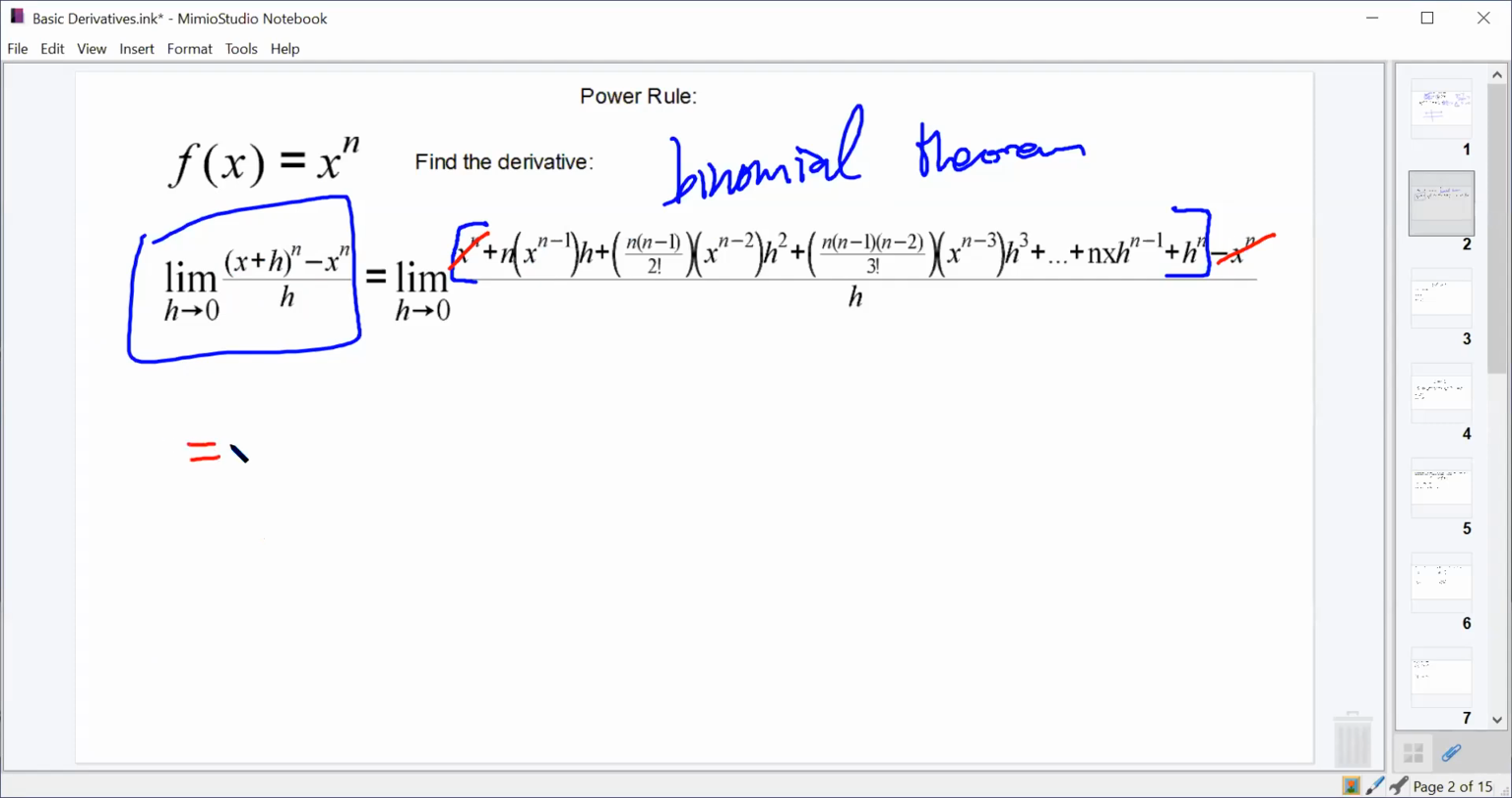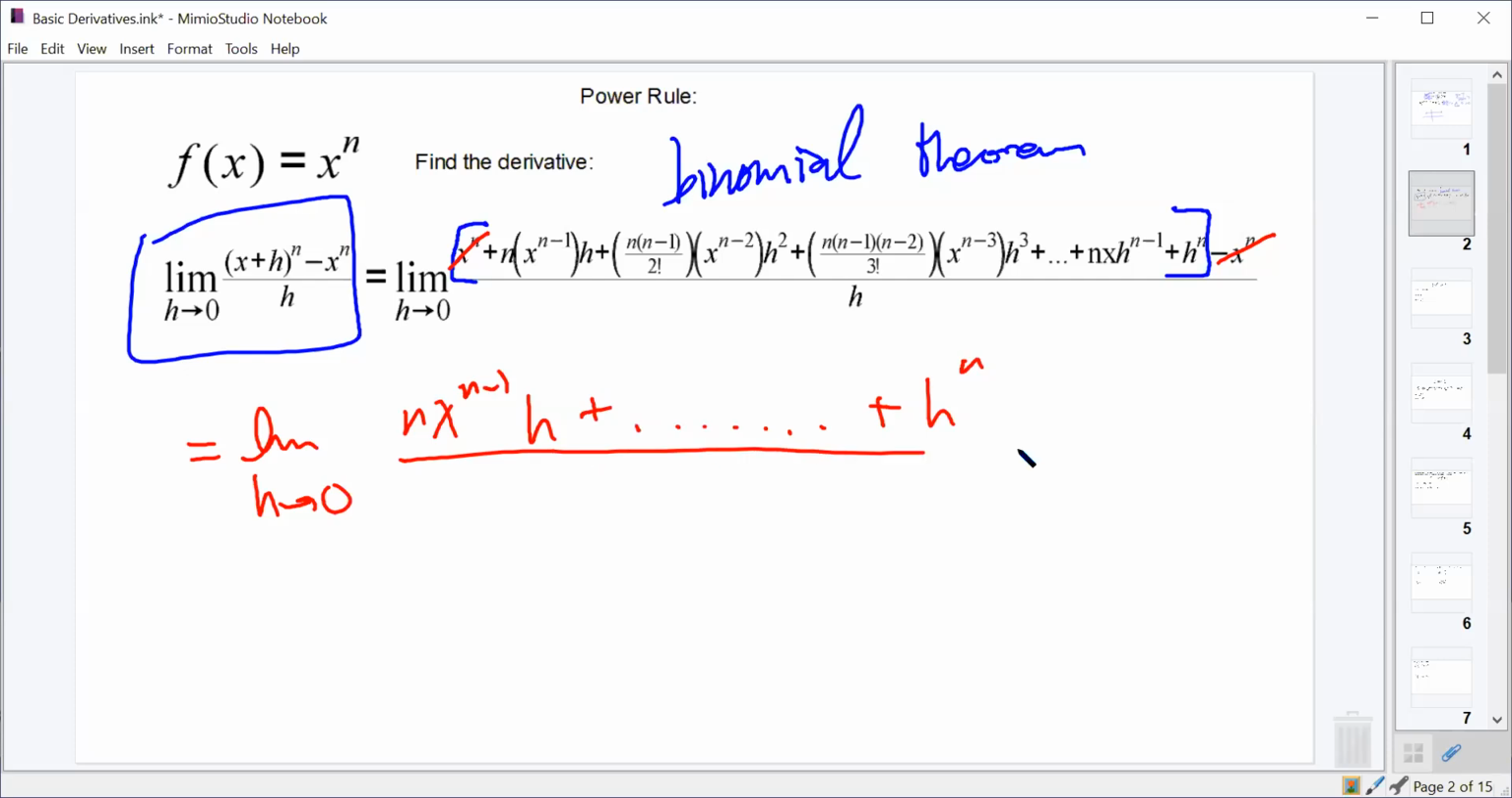And we're then left with the limit as h approaches 0 of n x to the n minus 1 times h plus, and I'm not going to bother to write out all of this stuff, but all of this stuff stays the same, plus our h to the n at the end. Everybody good there? All over h. And what do you notice then about every term in the numerator? Every term in the numerator still has an h attached to it.